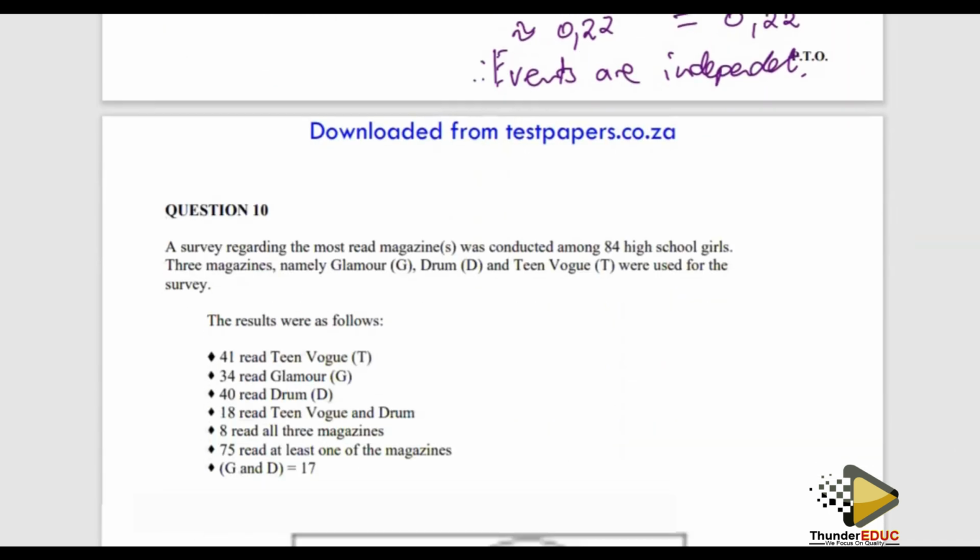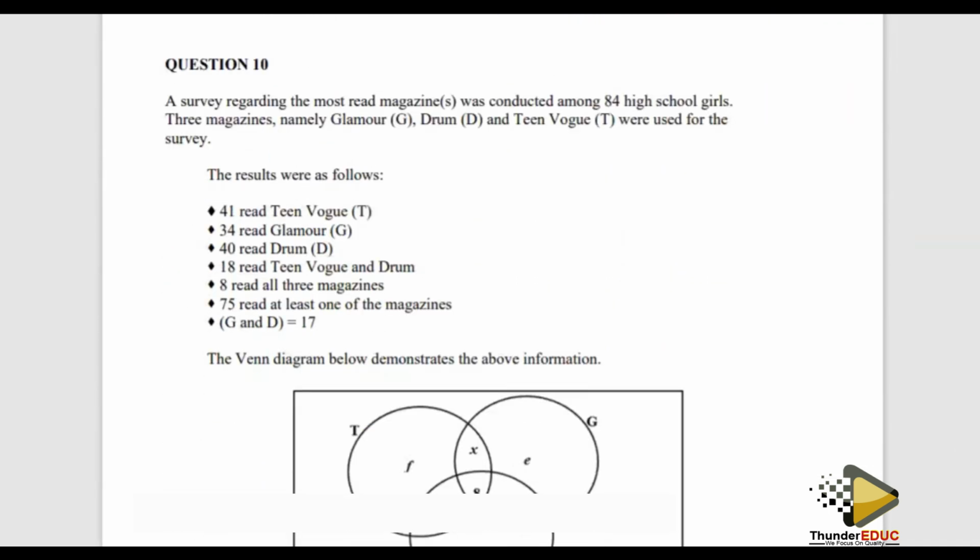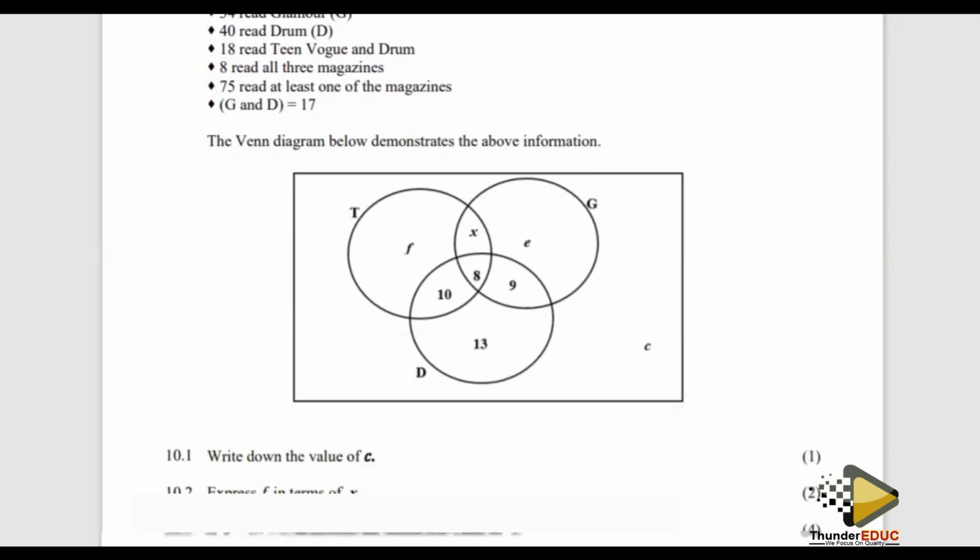Then question 10, the 3 sets. A survey regarding the most read magazines was conducted among 84 high school girls. 3 magazines, namely the Grammar, Dram, and the Teen, were used. All that information is there. Then they want us to get the value of C.